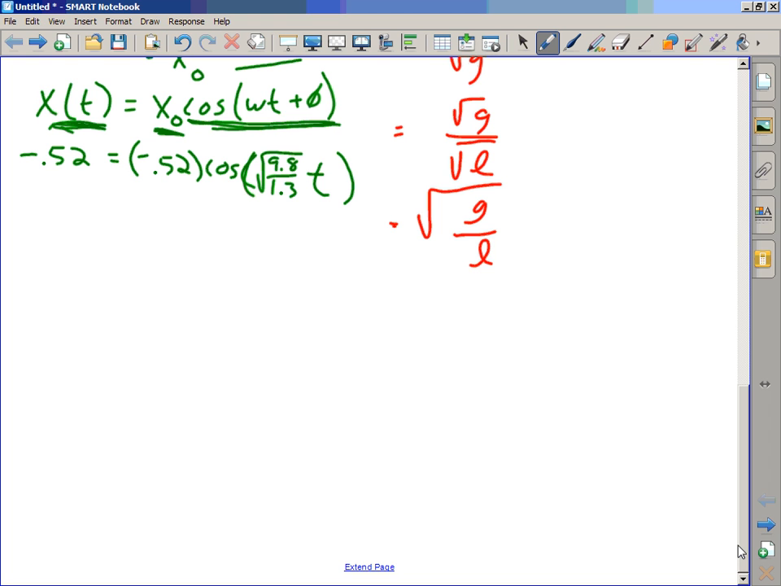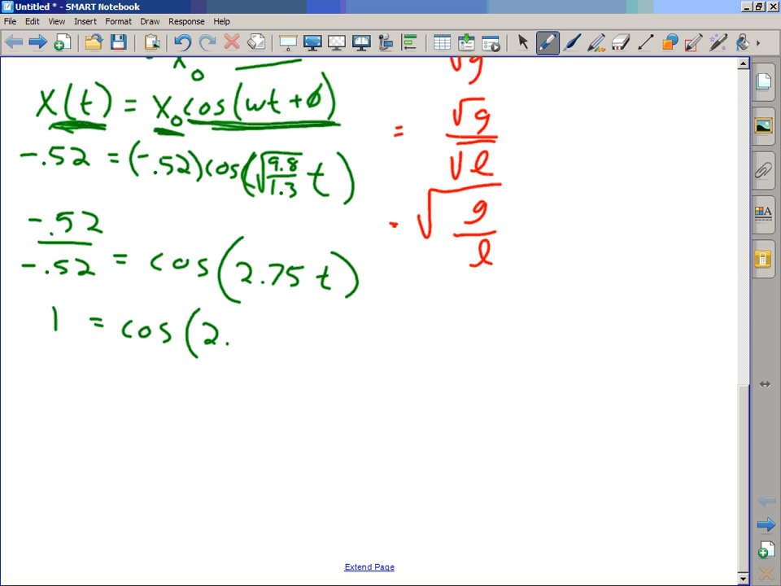I've got this equation. Now I'm going to work it out. First step, divide both sides by negative 0.52, right? So we've got negative 0.52 divided by negative 0.52 equals cosine. Let's just go ahead and get that square root of 9.8 over 1.8. Give me a decimal number there, and we're just going to run with it. 2.7. Give me one more sig fig. 2.75, approximately, right? t. So that's 1 equals the cosine of 2.75 t. How do I get at the guts of that cosine?